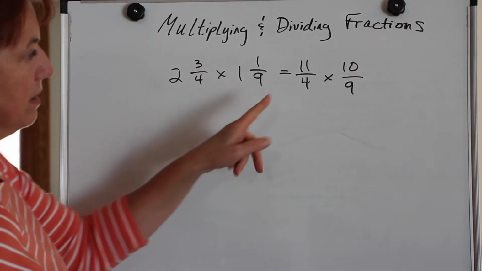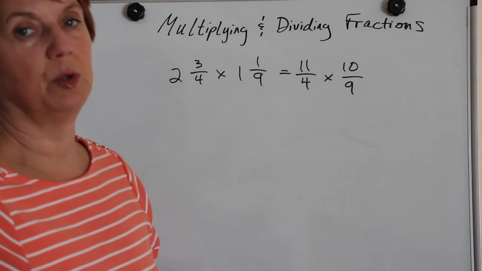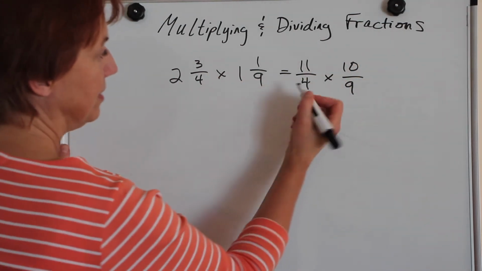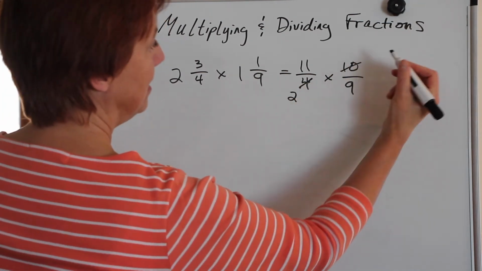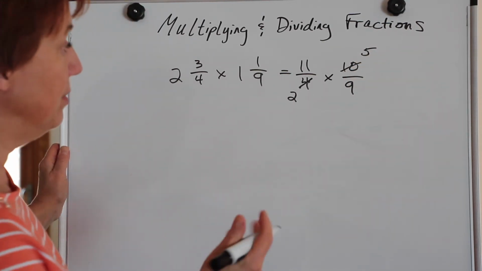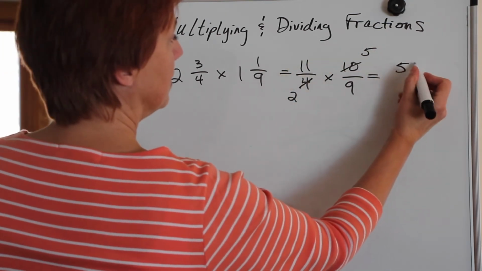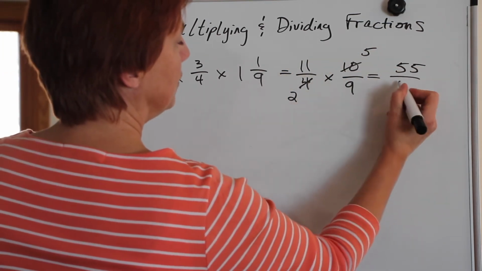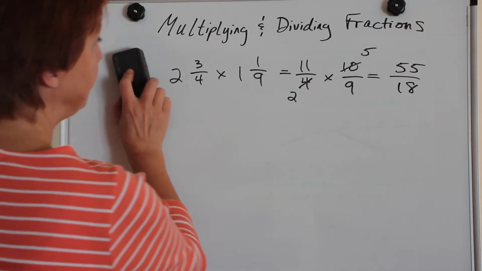Now earlier I said look for opportunities to reduce. The 4 and the 10 are both divisible by 2. So let's do that. The 4 divided by 2 gives us 2, and the 10 divided by 2 gives us 5. Okay? And now we just multiply what's left over. 11 times 5 is 55. 2 times 9 is 18. Alright? So that's that one.